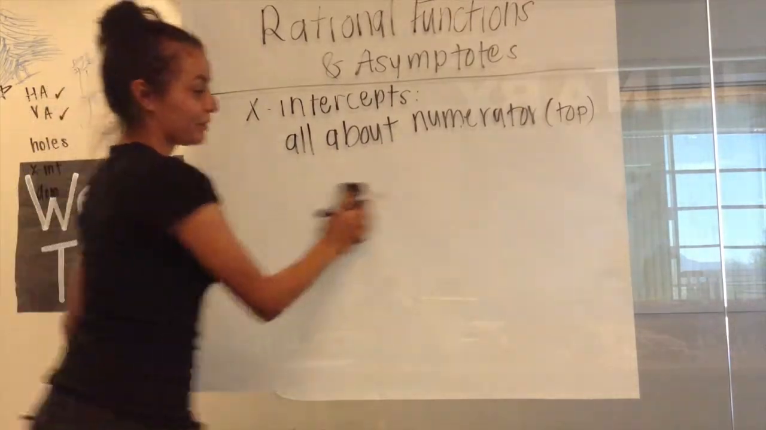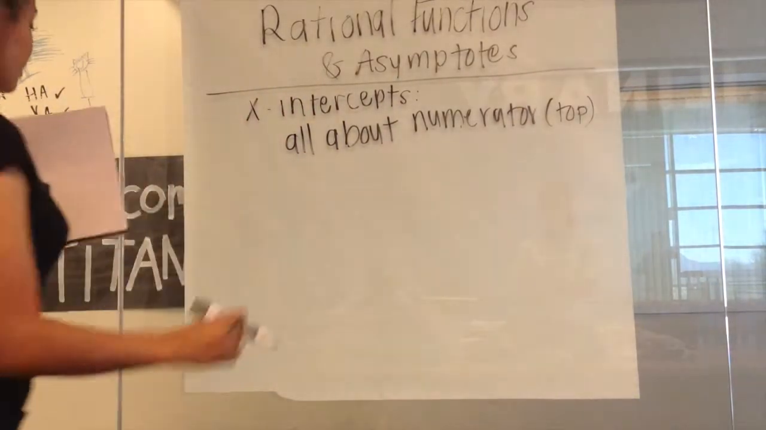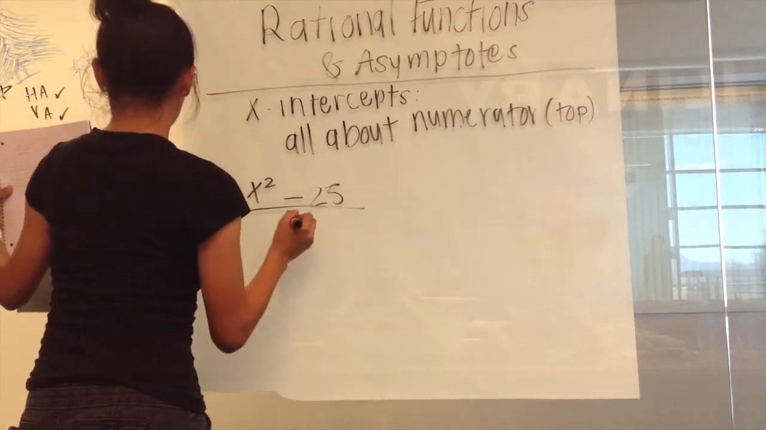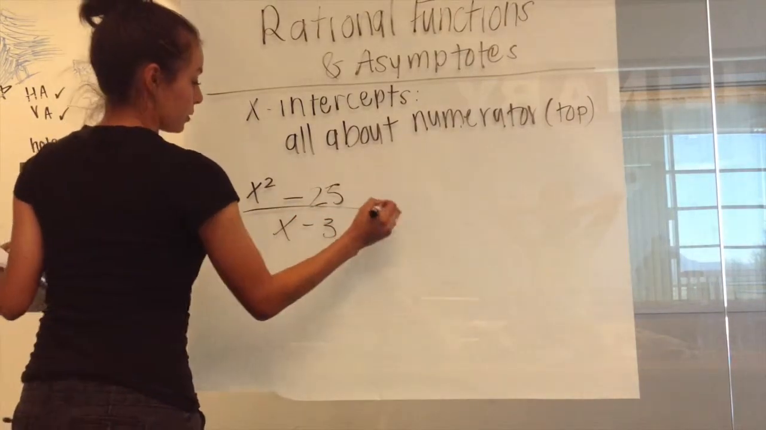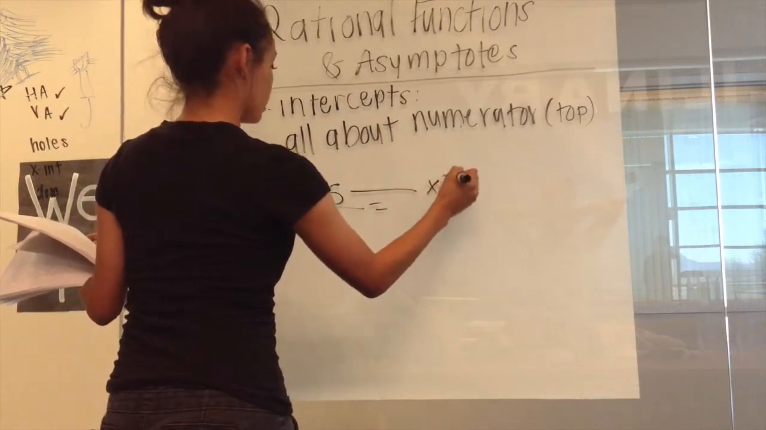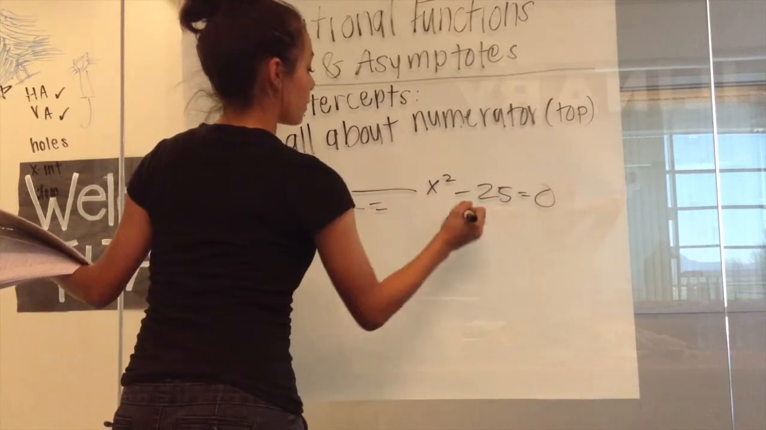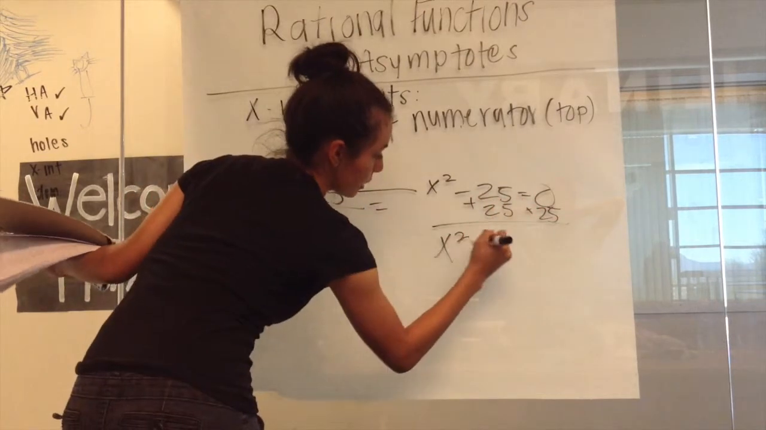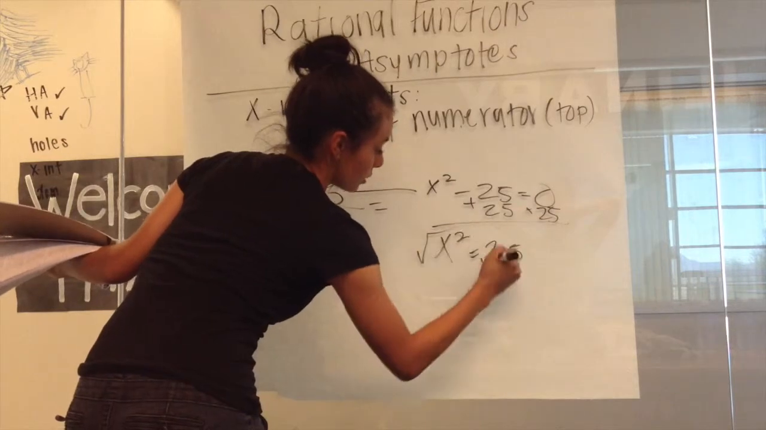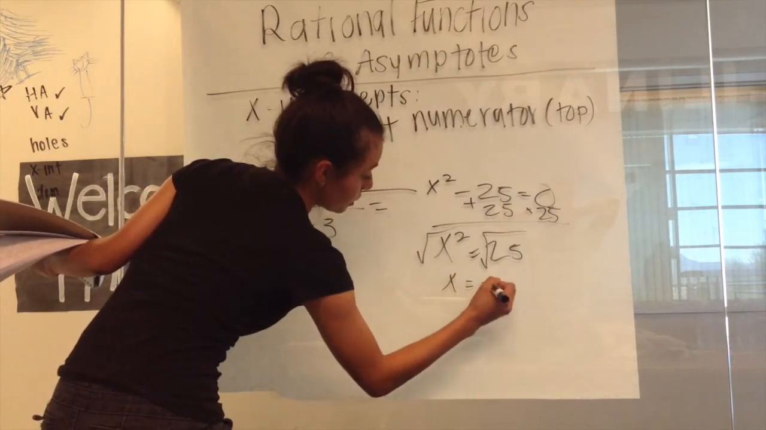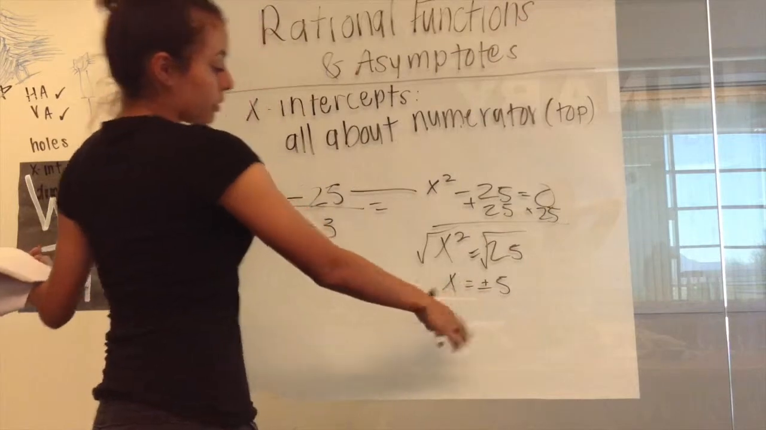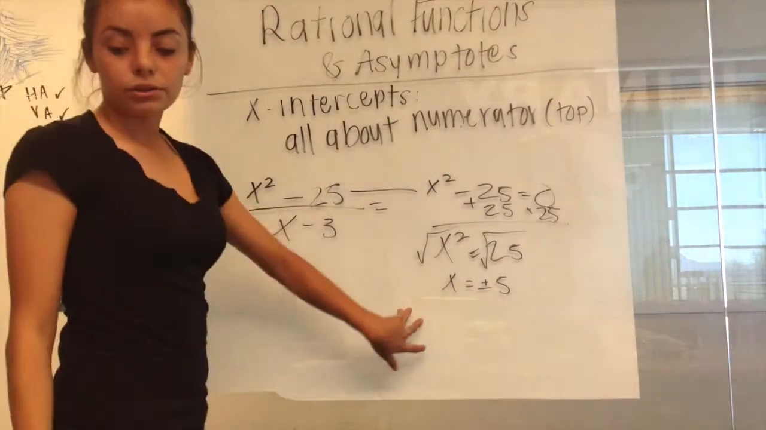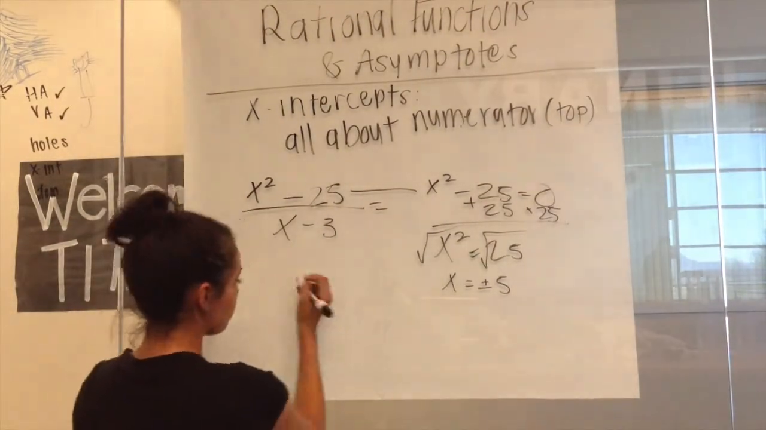So now let's do another example. Say we have x squared minus 25 over x minus 3. Once again, we're only looking at the numerator, which is the top one. So here we would set x squared minus 25 to 0. Now we would add 25 to both sides, and then we would end up with x squared equals 25. To get the answer, we would square root both sides, and that would equal x equals plus or minus 5, because for a square root, a negative and a negative equal a positive, and a positive and a positive equal a positive.